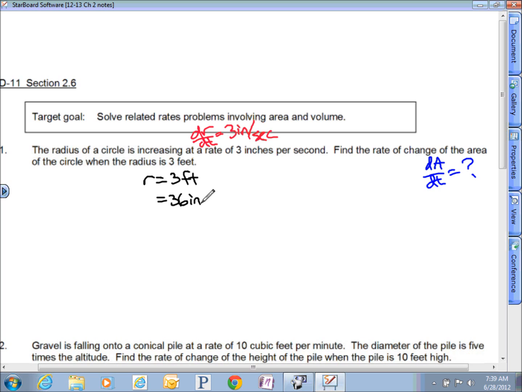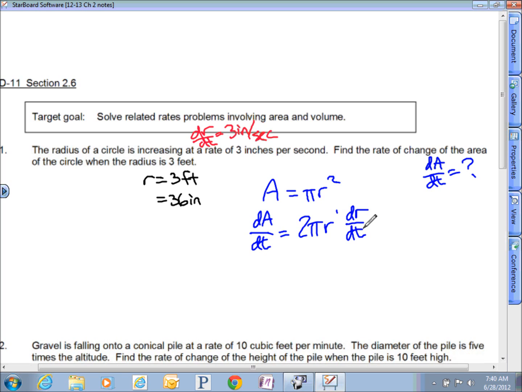So I need an equation to relate these variables so I can take the derivative with respect to time and then plug in my information. So how about an equation to relate variables? How about area of a circle is pi times the radius squared. So if I take the derivative with respect to time, dA/dt would be 2 pi r to the first times dr/dt. Again, remember every variable is a function of time.